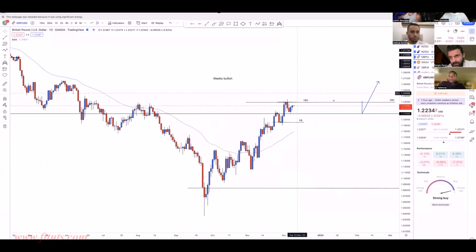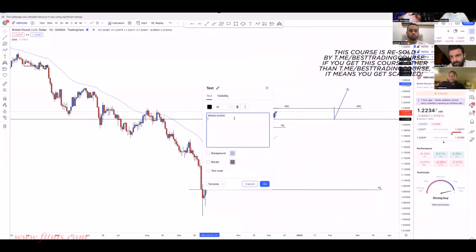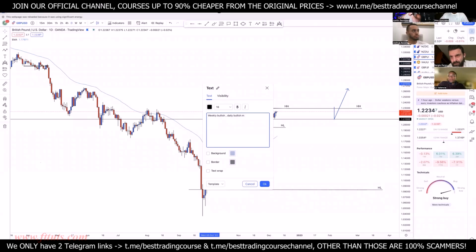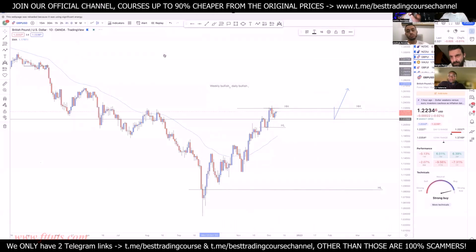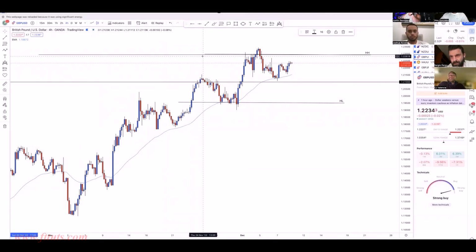Again, ideally, you would just want to make this visible on the weekly, so when you go down, it doesn't get messed up. But I'm going to leave it now so you guys kind of just understand, right? So before we look for area of interest, we've got to understand what we are doing. Daily's bullish. And now is the 4-hour bullish or bearish?